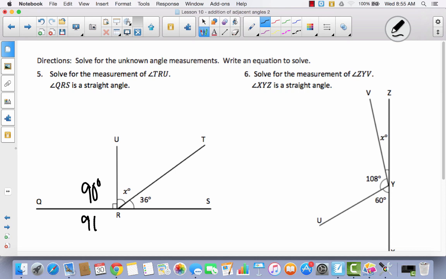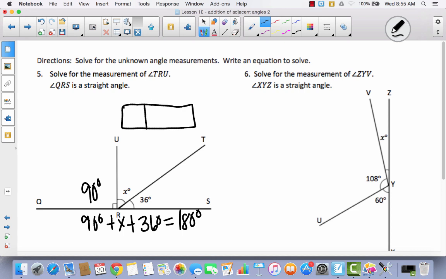So 90 degrees plus x plus 36 degrees equals 180 degrees. If you'll remember from our tape diagram in our math journal, we have 3 parts here, and we know that the total is 180 degrees. So if I have 90 degrees, 36 degrees, and x, first I'm going to find the value of these two together, which would be 126 degrees. So now all I have to do is subtract these to solve for x.